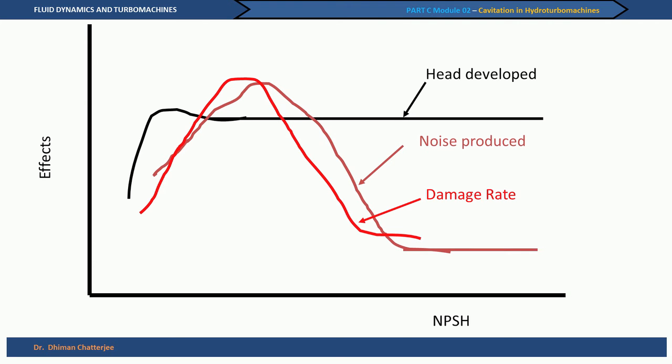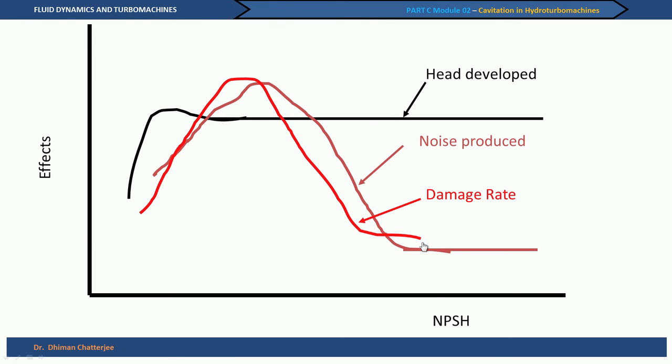So, now to sum up what are the effects of cavitation versus NPSH, we can see that noise produced by the cavitating bubbles starts at the highest NPSH, which means that noise is the most sensitive way of detecting cavitation. Cavitation damage actually takes longer time to produce. Depending on the material characteristics, it can take hours or days or weeks, and of course, it depends on the cavitation intensity. The head developed by the pump actually shows the effect of cavitation much later.